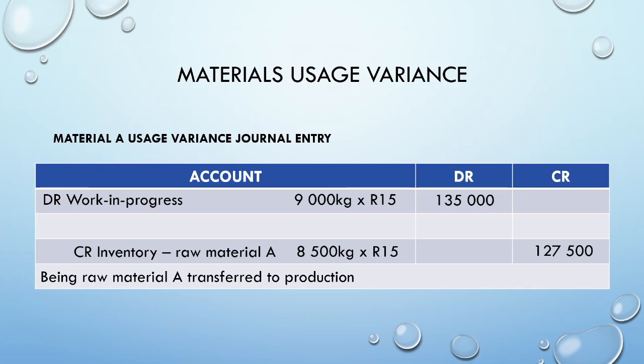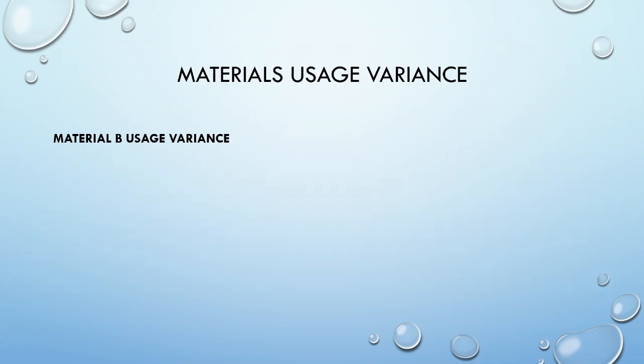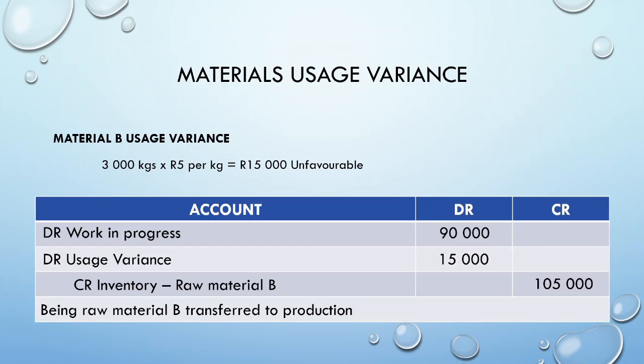The difference now is the usage variance. Why? Because the price has stayed the same, but the usage has varied. So we'll see that our usage variance is the 7,500 Rand, calculated as the difference of 500 kgs multiplied by the standard price of 15 Rand per kg. Now take a moment to pause this video and calculate the material B usage variance and prepare the journal entry. So hopefully you calculated the variance as 15,000 Rand unfavorable and got the correct journal entry as displayed on screen.